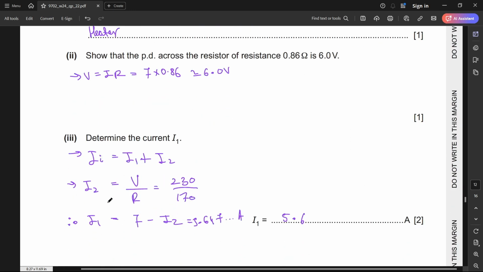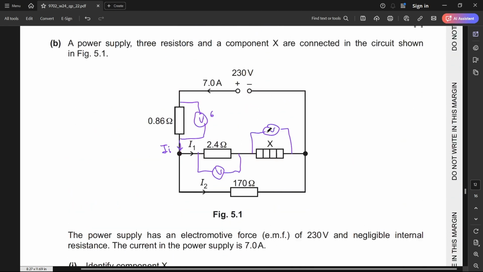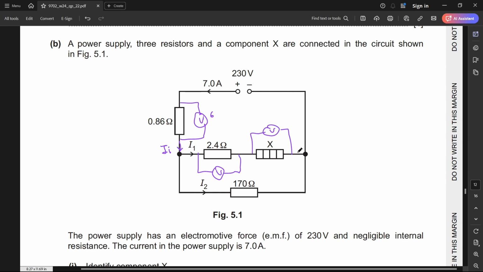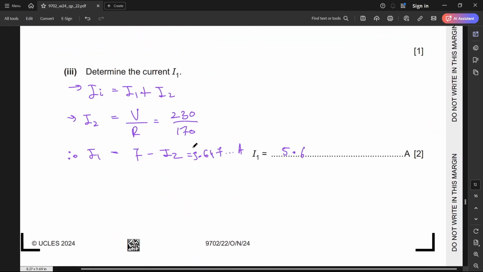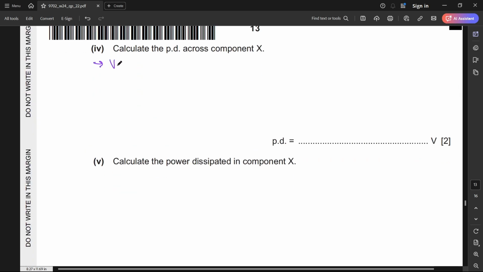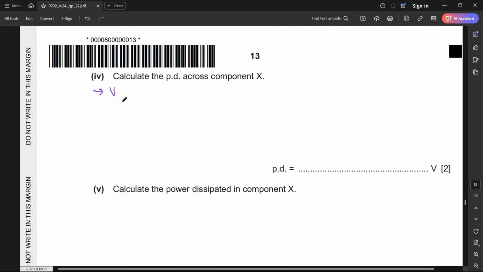That is why in the previous question I considered 230 across the 170 ohm resistor, because it is a parallel connection. Over here in the series, throughout this whole loop after this junction, this will start I1, so over here also it will be I1. So first of all, let's find the voltmeter reading over here. I1 comes out to be 5.647. I'm going to use that to calculate V equals IR. V across the 2.4 ohm resistance comes out to be 5.647 into 2.4, which is equal to 13.55.